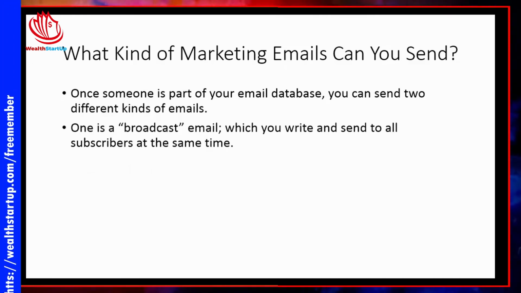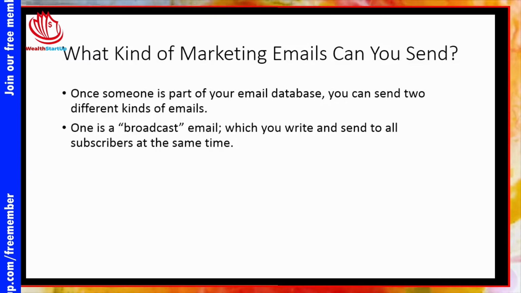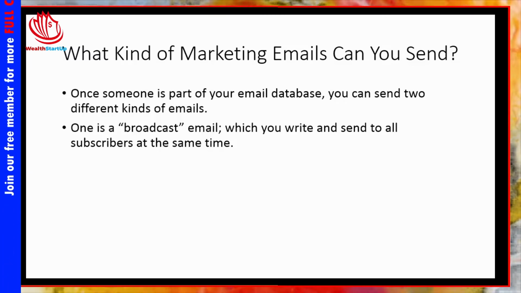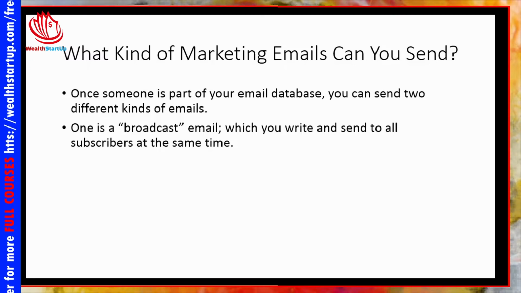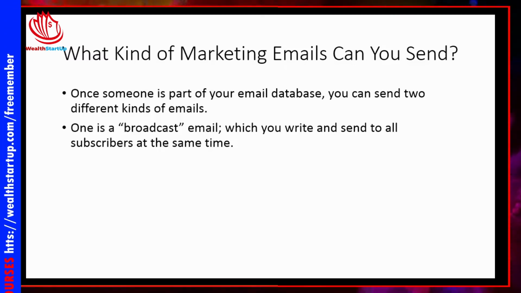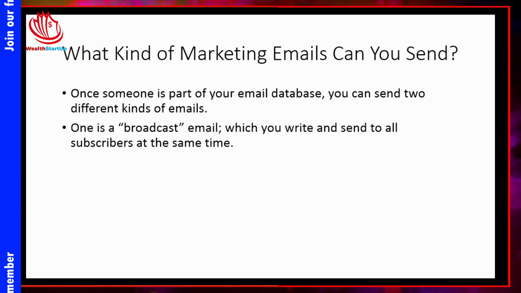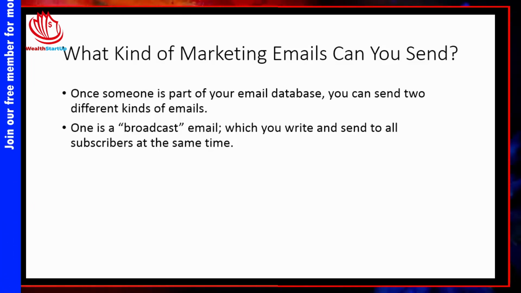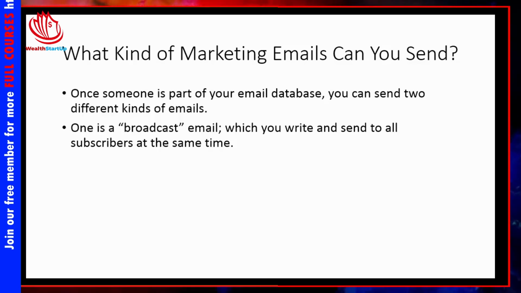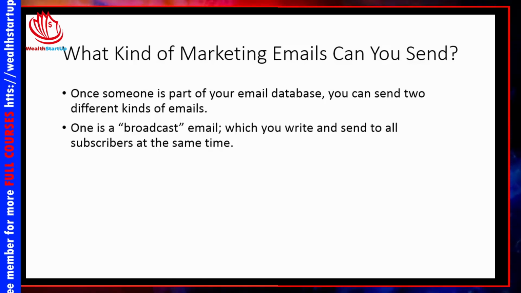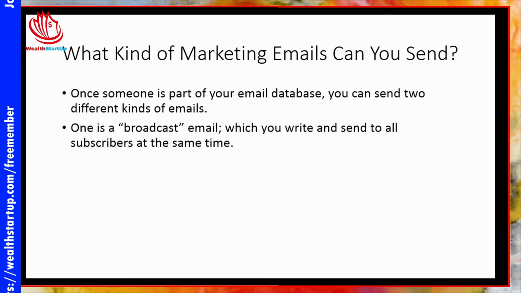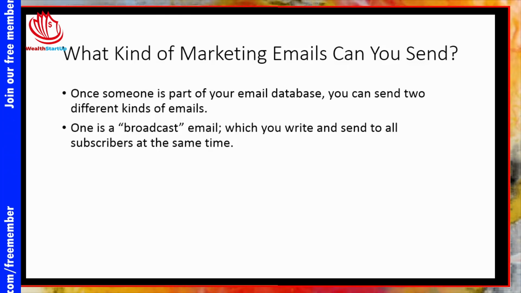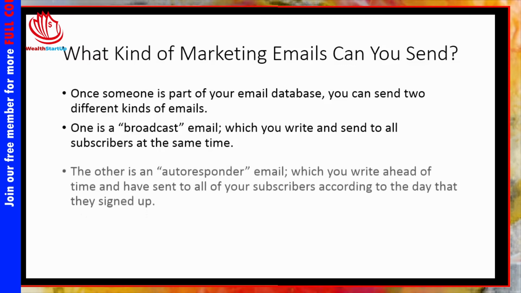And this is an email which you will write and you'll send to all subscribers at the same time. So in other words, if I decide today that I have a special message for all of my subscribers, then I can decide to send that email, write it today and send it today. I can decide also to send it to a segment of my subscribers. So basically it is one that I decide and I write and I decide to send today or right now.